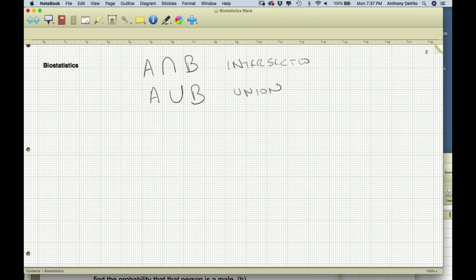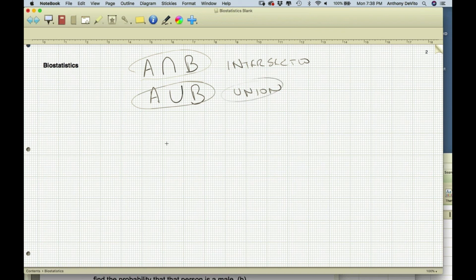Okay, and basically in English, what do we mean by intersection? It means it's got to be both, right? It's A and B, right? Not just A, not just B, but A and B. And union, we mean A or B, right? Okay, good.